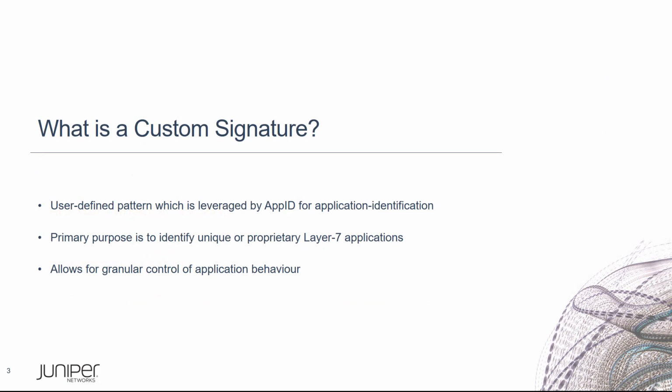So, what is a custom AppID signature? Custom signatures are usually created to identify traffic which does not match Juniper's existing application signature database. The applications which are not recognized by default are generally listed as unknown or unspecified encrypted within the SRX's traffic logs. It's also important to note that all custom signatures are user-defined, and they consist of one or more patterns which match different attributes of the desired application.